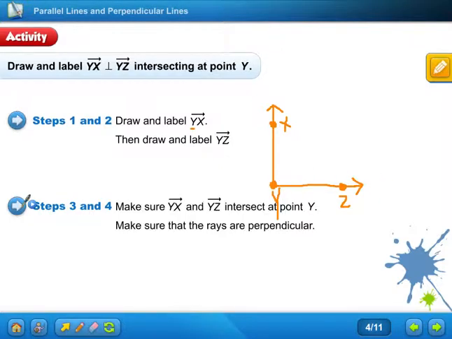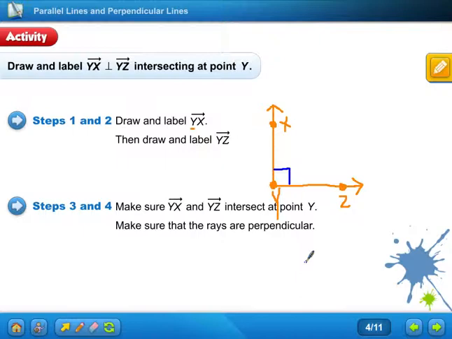Step 3 and 4, let's see. Make sure ray YX and ray YZ intersect at point Y. Yep. Make sure the rays are perpendicular, so they should have that 90 degrees right there. Do they have that 90 degrees? Yes, they do. Perfect.